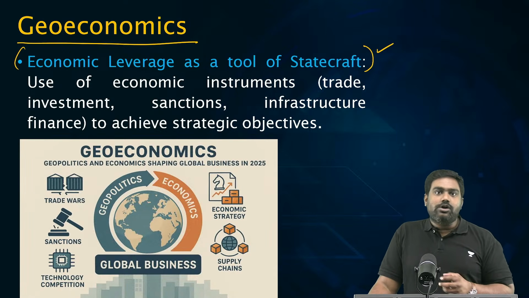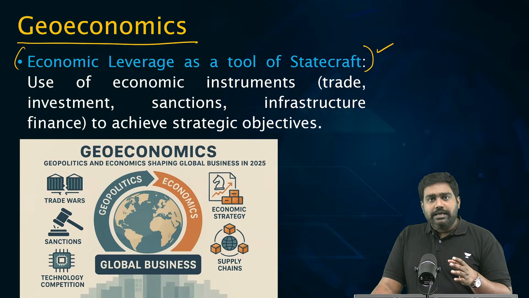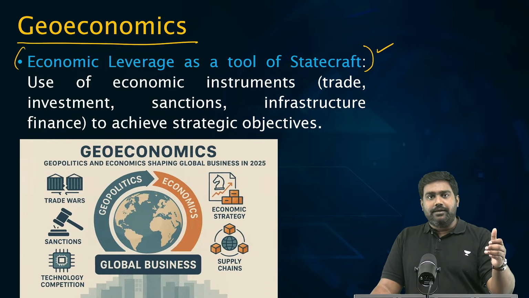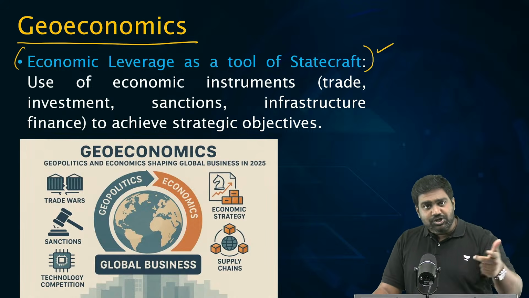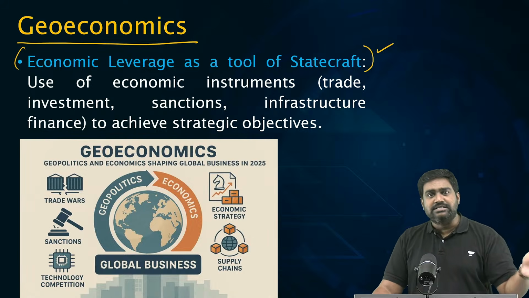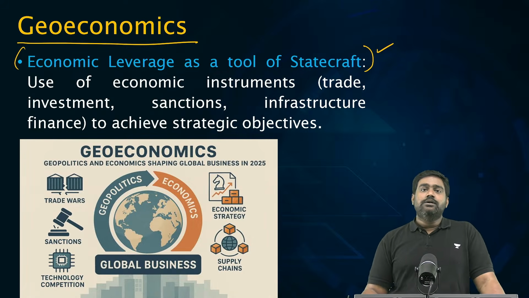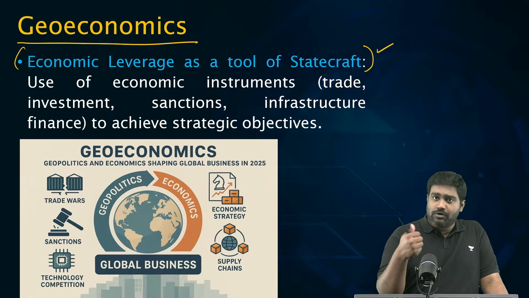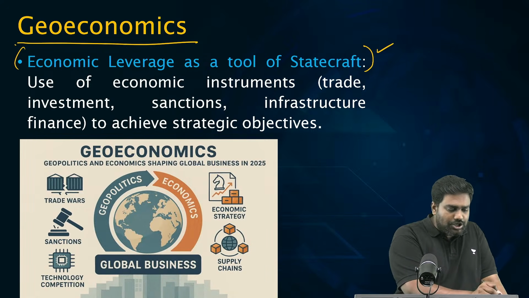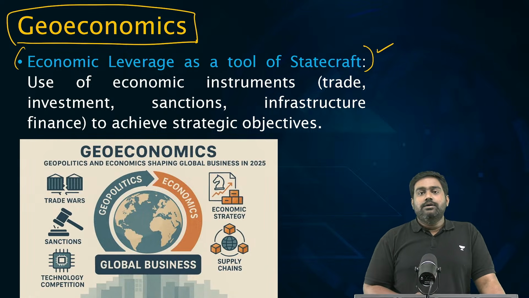Let's say India is a major economy, right? If we can punish a rival country through economic methods, maybe by stopping the supply of some items or by imposing sanctions on them, which the United States does against its rivals, such usage of economic leverage for statecraft, for foreign policy, is essentially geoeconomics.